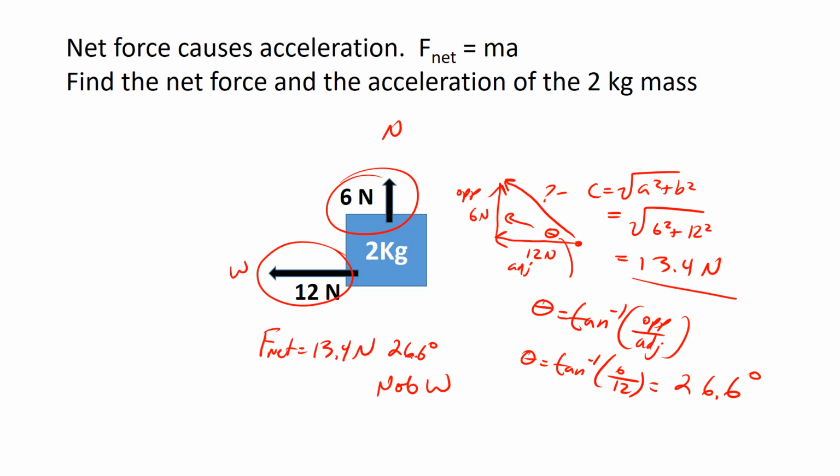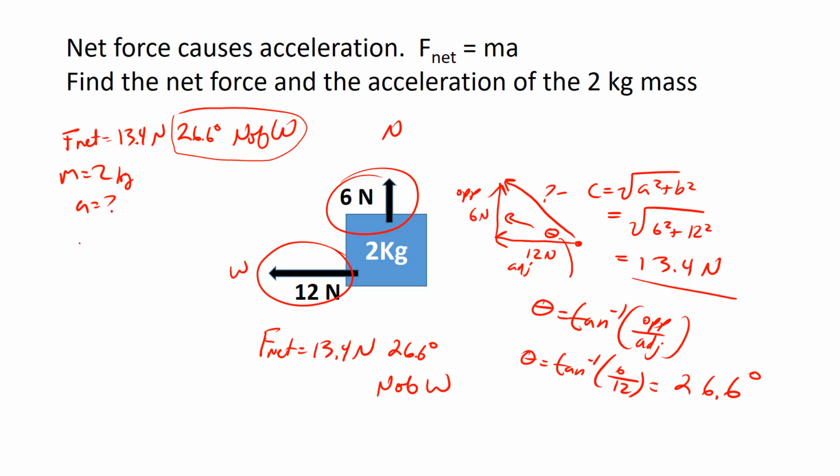And now we want to figure out our overall acceleration. So our net force is 13.4 newtons, 26.6 degrees north of west. All this stuff is going to tag on to the end of my answer in a few seconds. Let's take our mass equals 2 kilograms. Let's go ahead and find that acceleration.